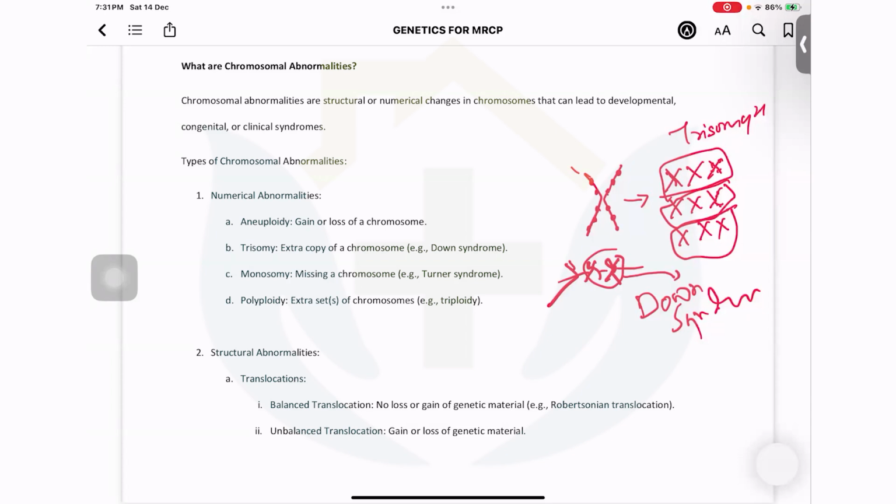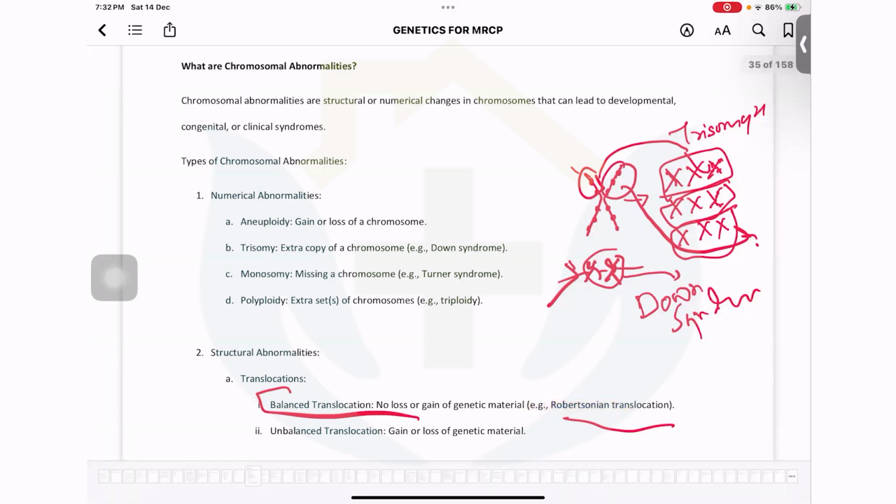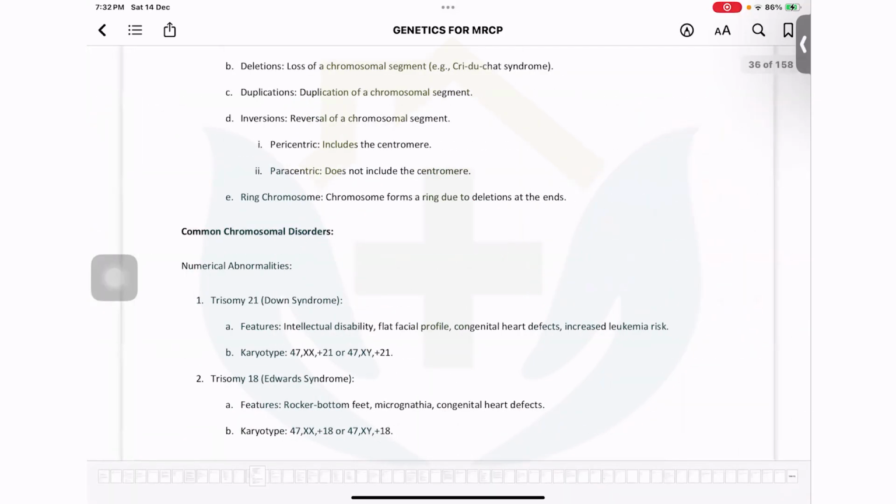But what is this Robertsonian translocation? Robertsonian translocation is when the genetic material translocates and becomes an extra copy. That happens when there is no loss or gain of genetic material. So that is Robertsonian translocation, balanced translocation. What happens is this portion goes from this chromosome to the other chromosome, and this portion travels to the other chromosome. So there is no loss or gain, but at the end of the day, there are 3 chromosomes traveled.